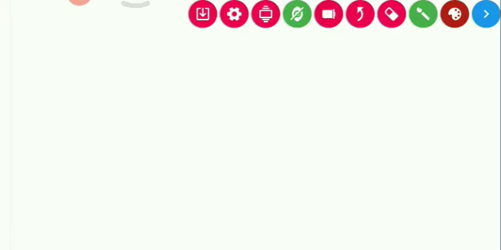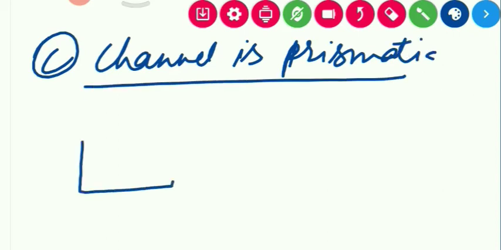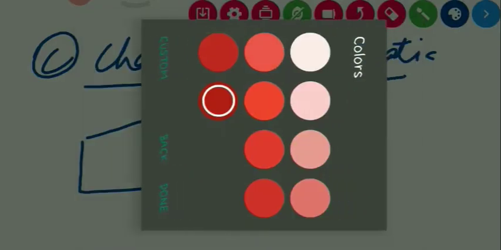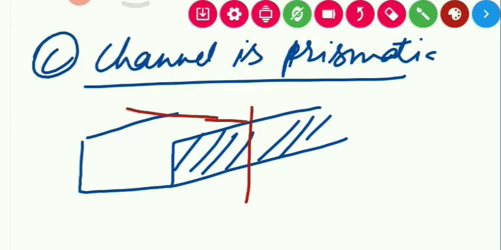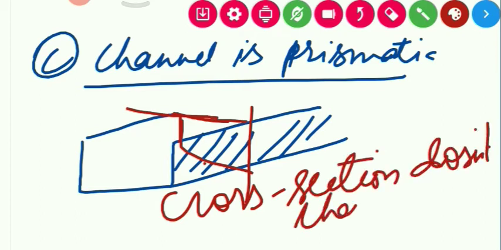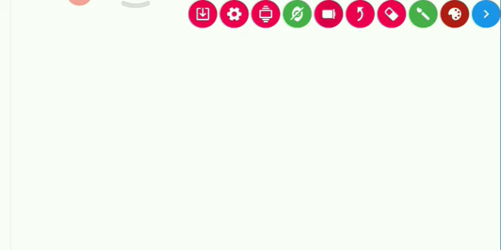Okay, the next assumption is that the channel is prismatic. What is the meaning of prismatic? Meaning if we cut the section from anywhere, we will always get a rectangular channel. Meaning the cross section does not change along the length. Okay, this is the meaning of prismatic. And we have studied energy correction factor.